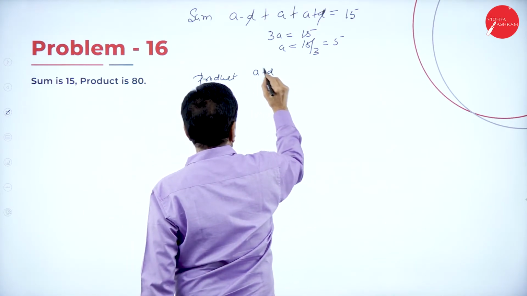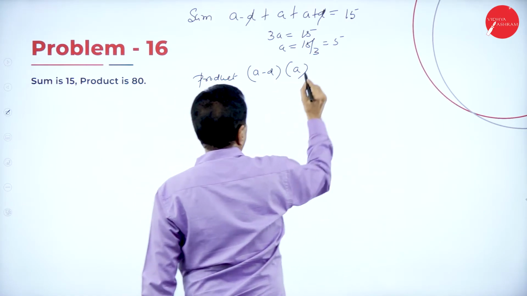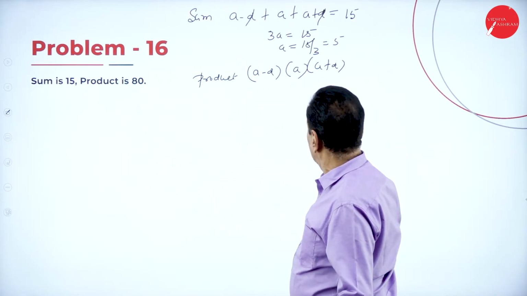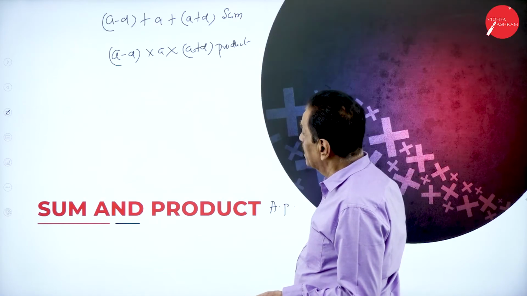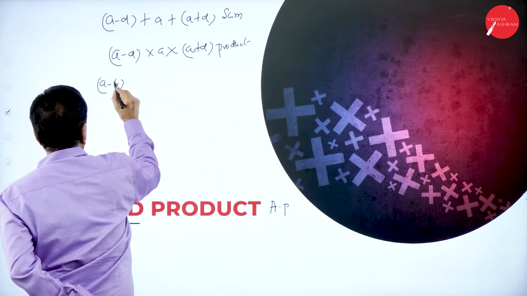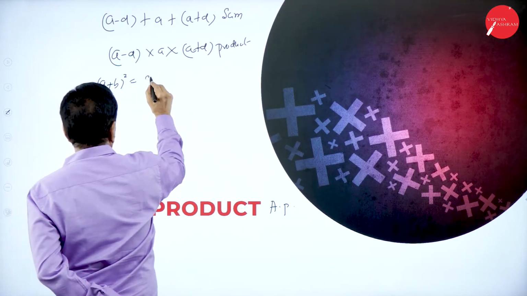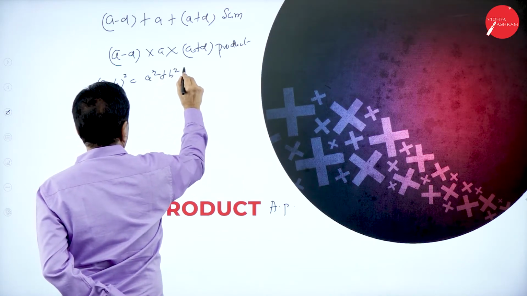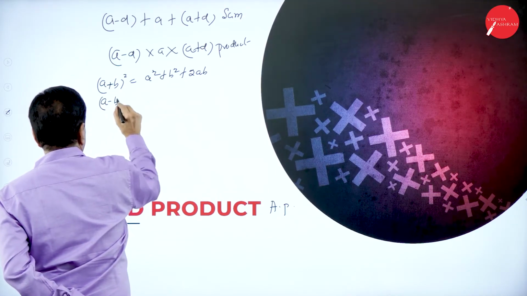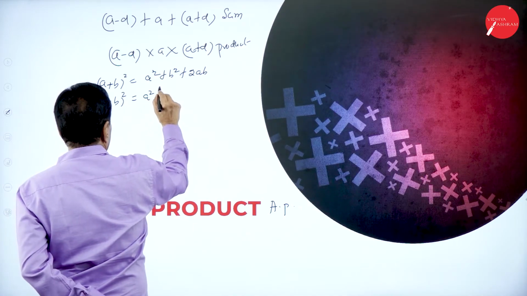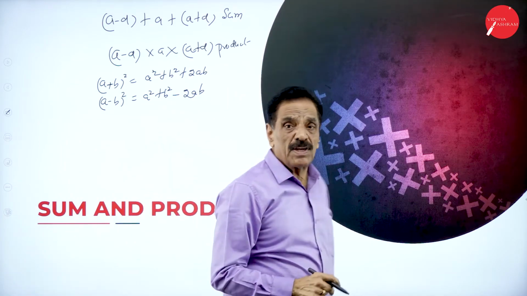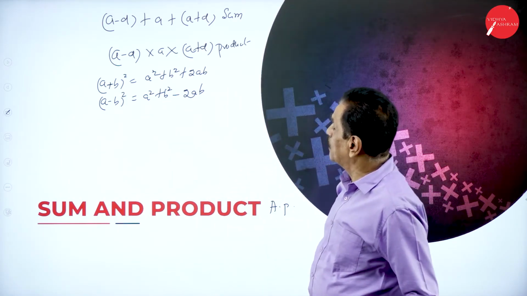A minus D into A plus D. So you must remember one point here. There are formulas you have got. I will tell you the formulas. A plus B whole square is equal to A square plus B square plus 2AB. A minus B whole square is equal to A square plus B square minus 2AB. What is A plus B whole square? You remember in high school, A square plus B square plus 2AB.